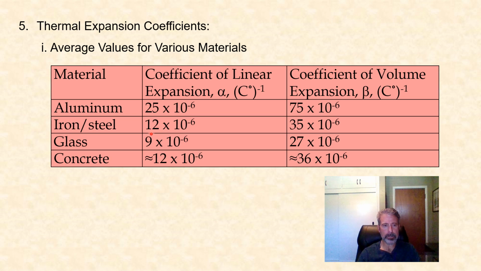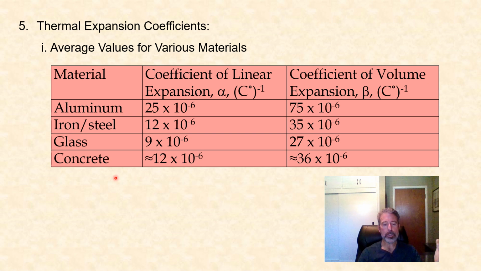This pattern typically holds. Here for glass, the linear expansion coefficient is 9 times 10 to the negative 6, whereas for the three-dimensional volume coefficient, it's 3 times that, or 27 times 10 to the minus 6. It's also worth noting here that different materials may have very similar expansion coefficients. So you'll notice here that iron and steel have an expansion coefficient that is very similar to that of concrete. Okay.